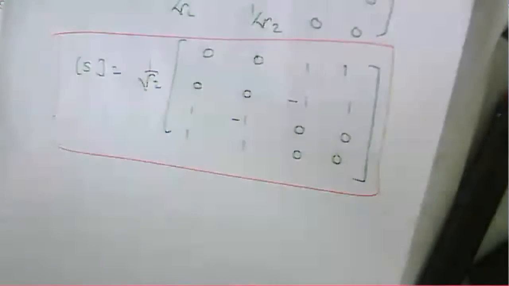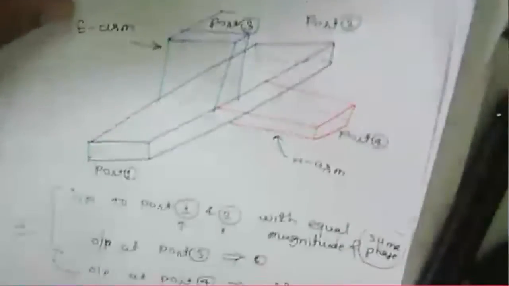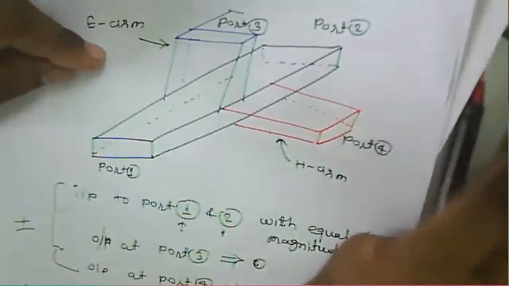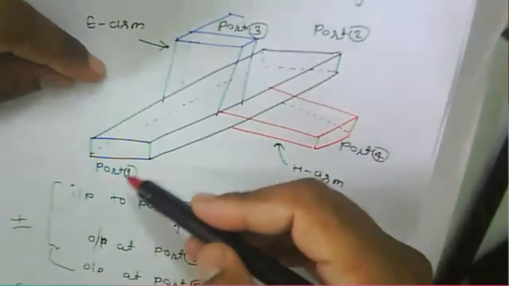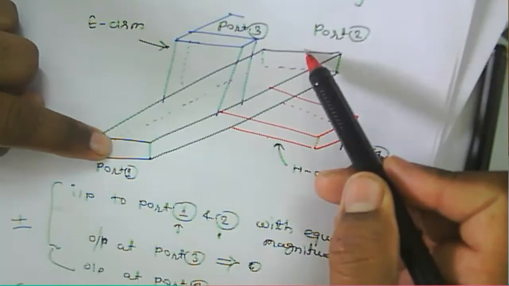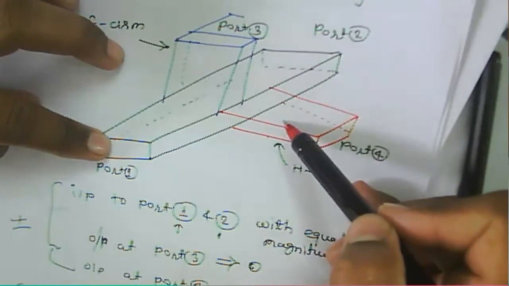Now just remember how we obtained the S matrix here for this magic T. We considered the magic T, and these are the ports. We revise now: if we provide the input to port 1 and port 2 with equal magnitude and the same phase, the output will be available at port 4, that will be the additive port.